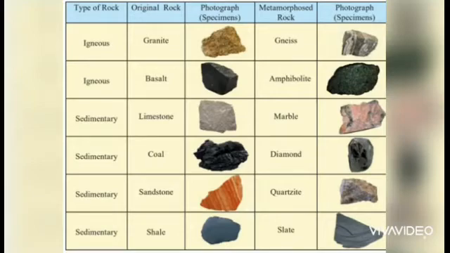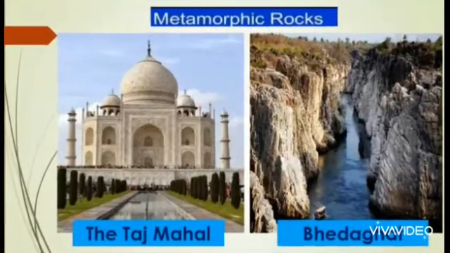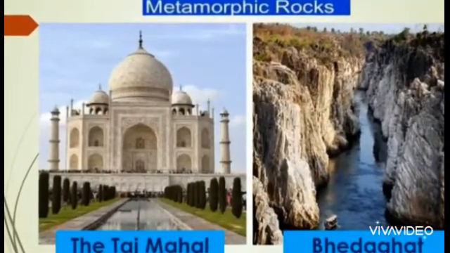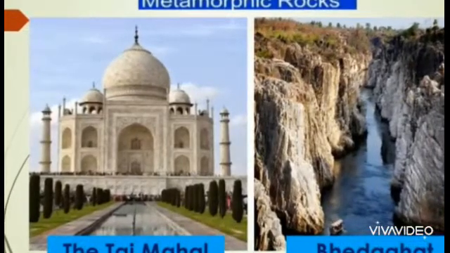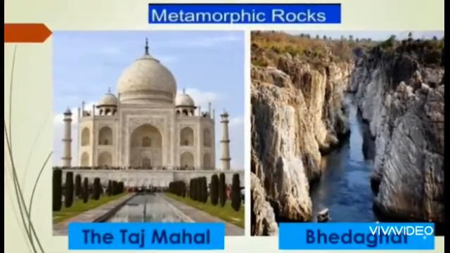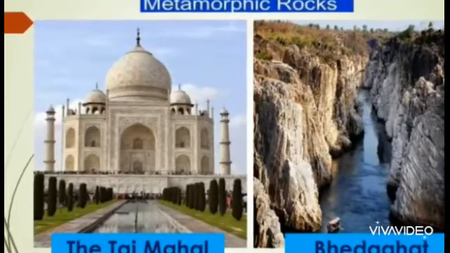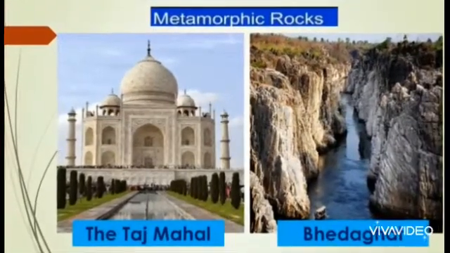Crushed quartzite is sometimes used in road construction. Shale turns, after metamorphosis, into slate. Slate is used for flooring, gravestones, garden decorations, etc. The Taj Mahal at Agra is built in marble. Marble is a metamorphic rock. This rock was brought from mines in Makrana in Rajasthan.